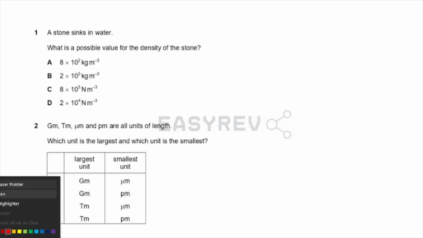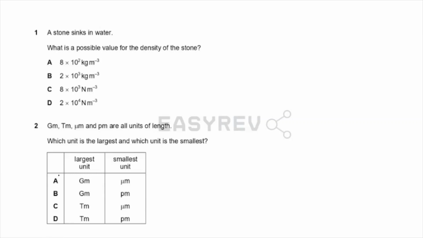A stone sinks in water. What is a possible value for the density of the stone? So this is the kind of question where you're not expected to memorize any such value for the density of the stone, but you should be able to compare the values that are given. Since the stone is sinking in water, that implies that the stone is more dense than water.